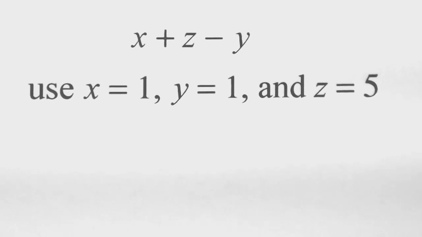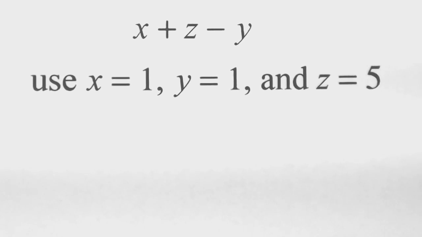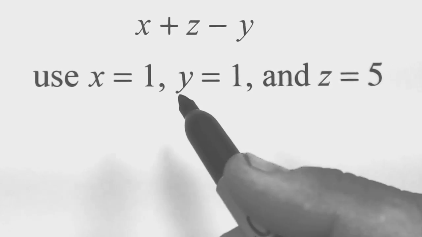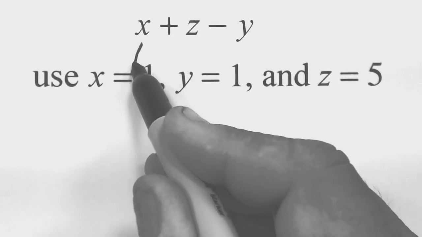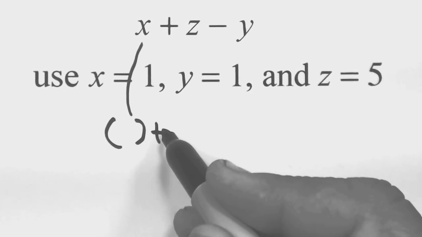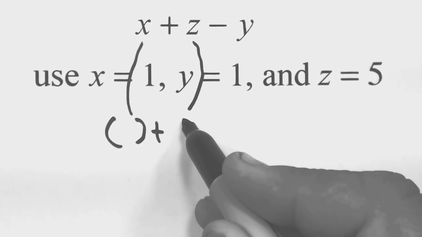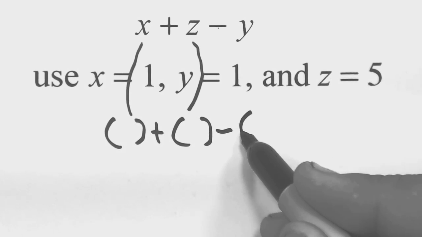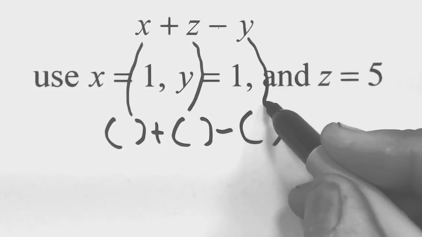Okay, well, we can have more than 2 letters. Actually, there's no limit to how many you can have, but here's an example where we've got 3 of them. So, once again, make holes for all your variables. Here's a hole for the x, then I have the plus sign. Here comes a hole for the z. Okay, and then I have the minus sign, and lastly, a hole for the y.